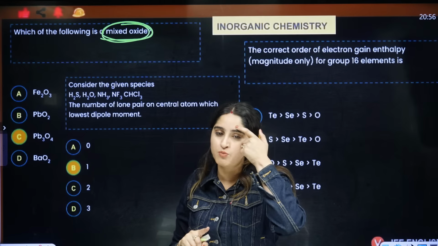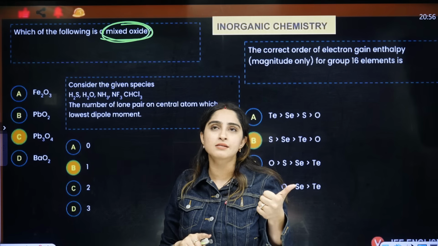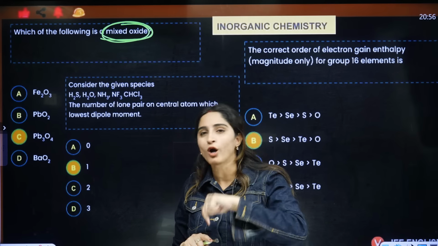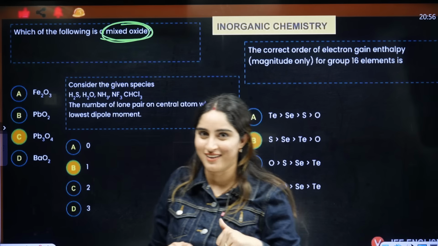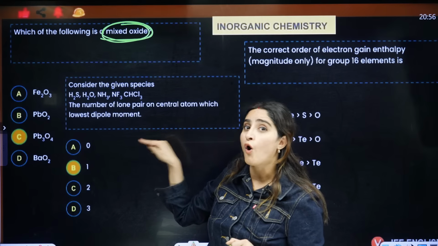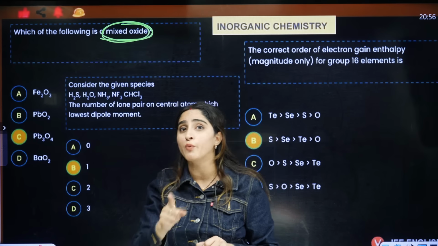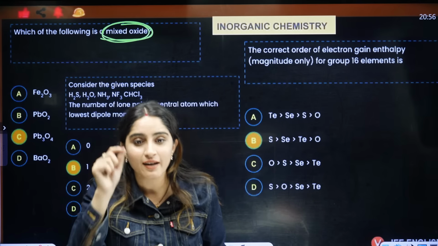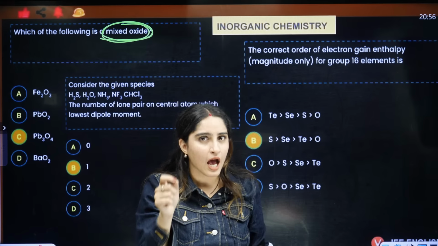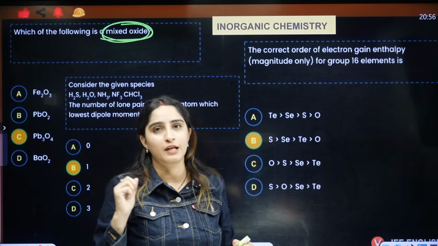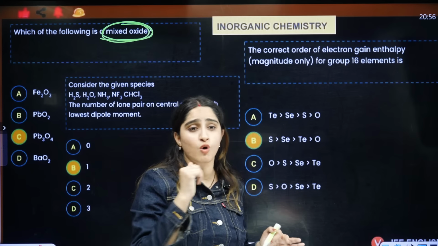And in fact, one more thing: till now they have asked the trends of oxides, but they have not asked which of the following is amphoteric. But they are asking about oxides. This is also an oxide. Before also we have seen a question on oxides. Mark it right now. That means there are very high chances they can ask you which of the following is an amphoteric oxide, which of the following is a mixed oxide.